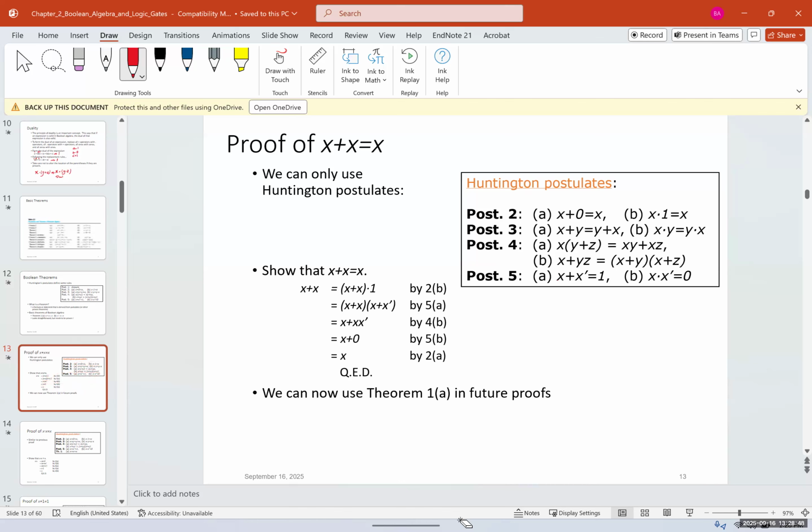Now that we are sure that we have this theory, we can use it for the further proofs as well.